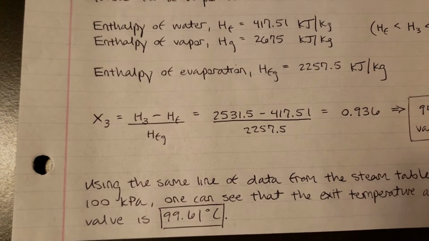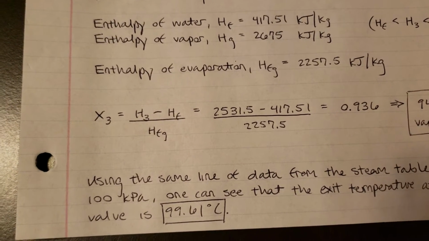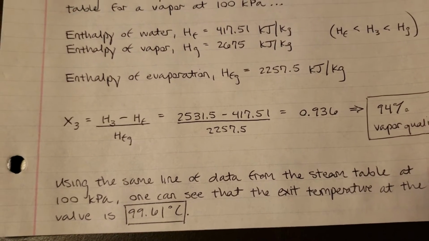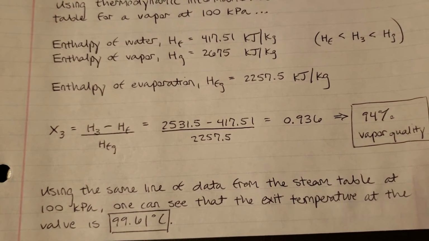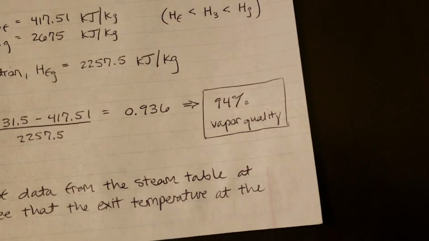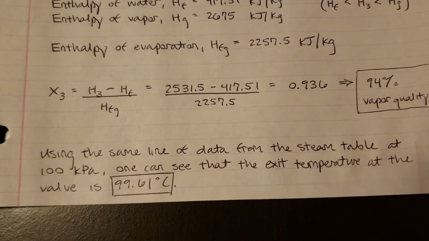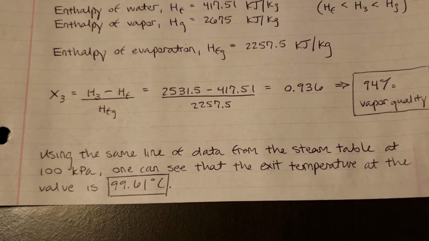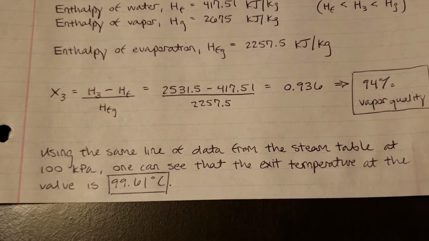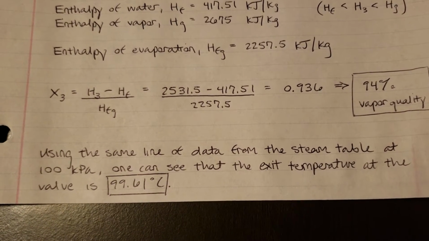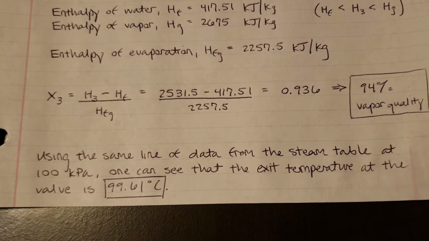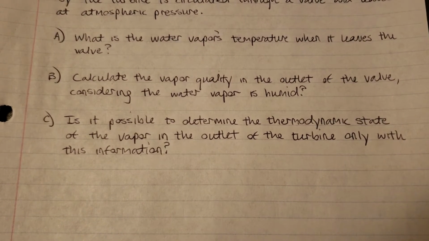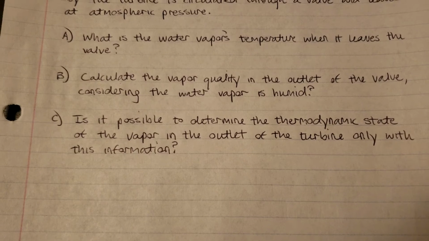Using this equation for vapor quality, x equals H minus Hf all over Hfg, we can solve for the vapor quality of the vapor, which yields 94% vapor quality. From the same steam table entry as above, we determined that the temperature of the vapor at the valve is 99.61 degrees Celsius.